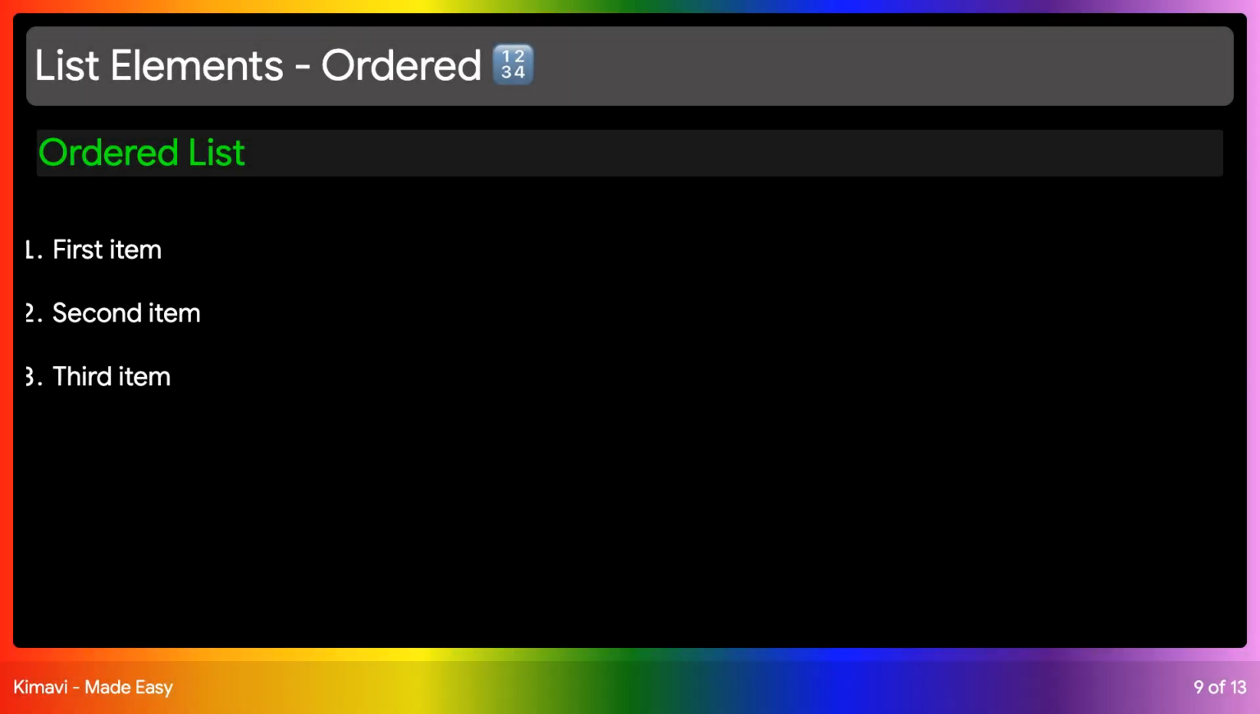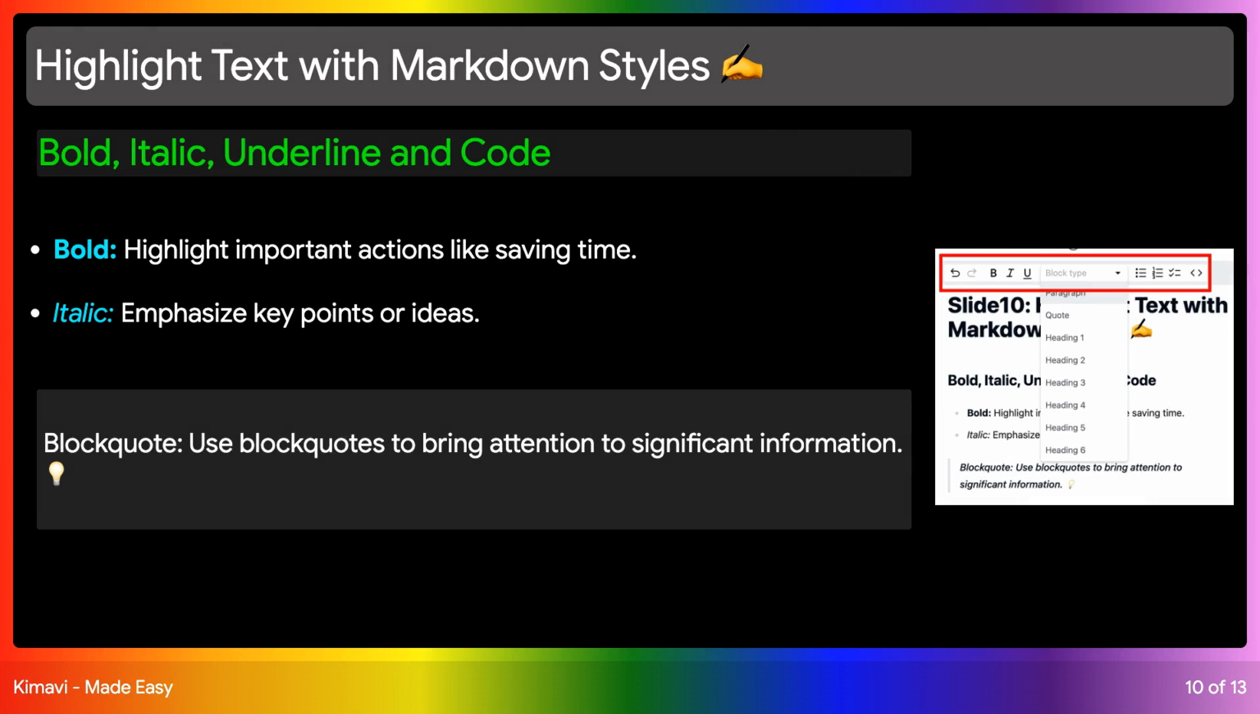Ordered lists are great for step-by-step instructions or ranking items. They ensure your viewers follow a specific sequence. Using text styles like bold and italic can help emphasize key messages in your content. Block quotes allow you to highlight important insights or quotes. Simply use text editor and edit as needed.